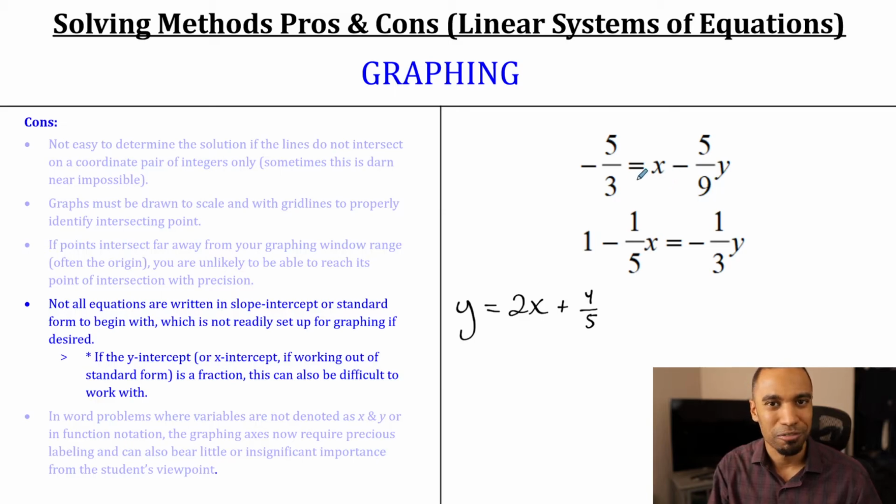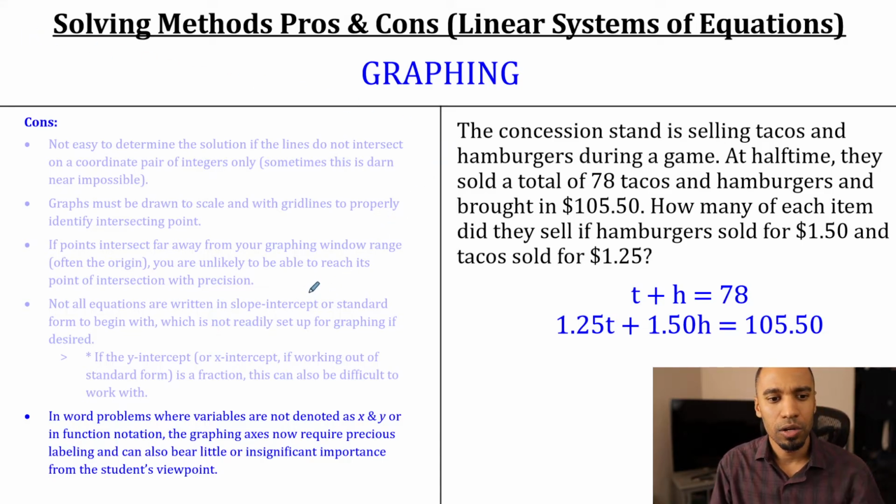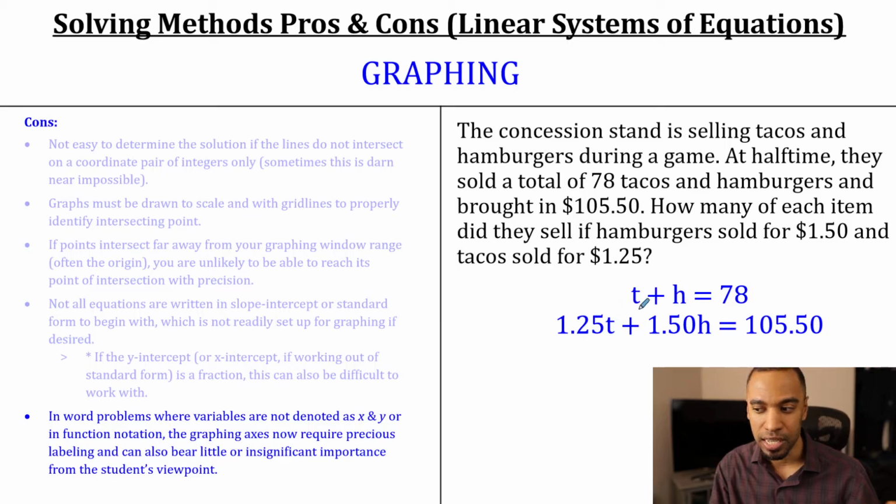Not being in slope-intercept form or standard form can be trouble as well. I think technically this one's in standard form, but no integers. That's bad. Okay, and last one here, and this is kind of a toss-up based on how you're talking about it. In word problems where variables are not denoted as x and y, or they're not in function notation, the graphing axes now require precise labeling, meaning now you've got to know which one's going to represent what. In this word problem, I have letters T and H. Which one's X, which one's Y? You'd create it for yourself, but I can't write my answer as an ordered pair because that means nothing to me now.